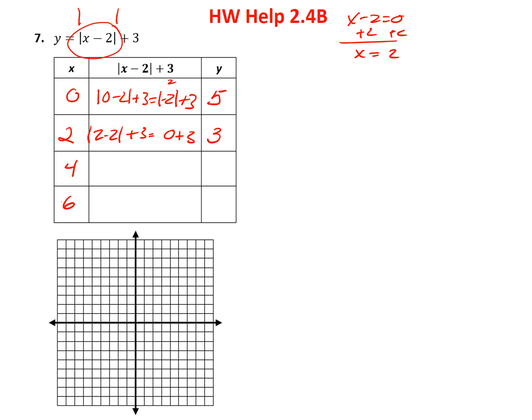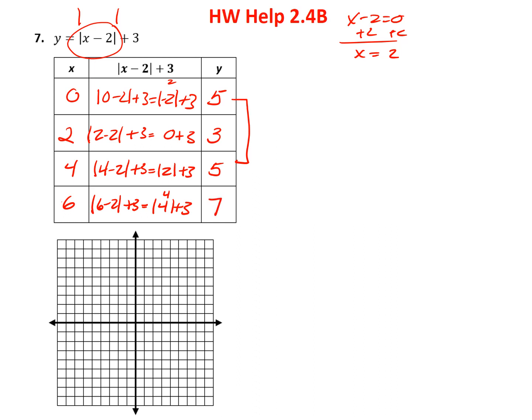And then we go back to 4, and we have the absolute value of 4 minus 2 plus 3. That's going to be the absolute value of 2 plus 3, so that's 2 plus 3 and 5. Again, notice these two, it came down to 3, and now it's going back up. And when we put in 6, the absolute value of 6 minus 2 plus 3 is going to be the absolute value of 4 plus 3. That's a positive 4. It will give me 7.